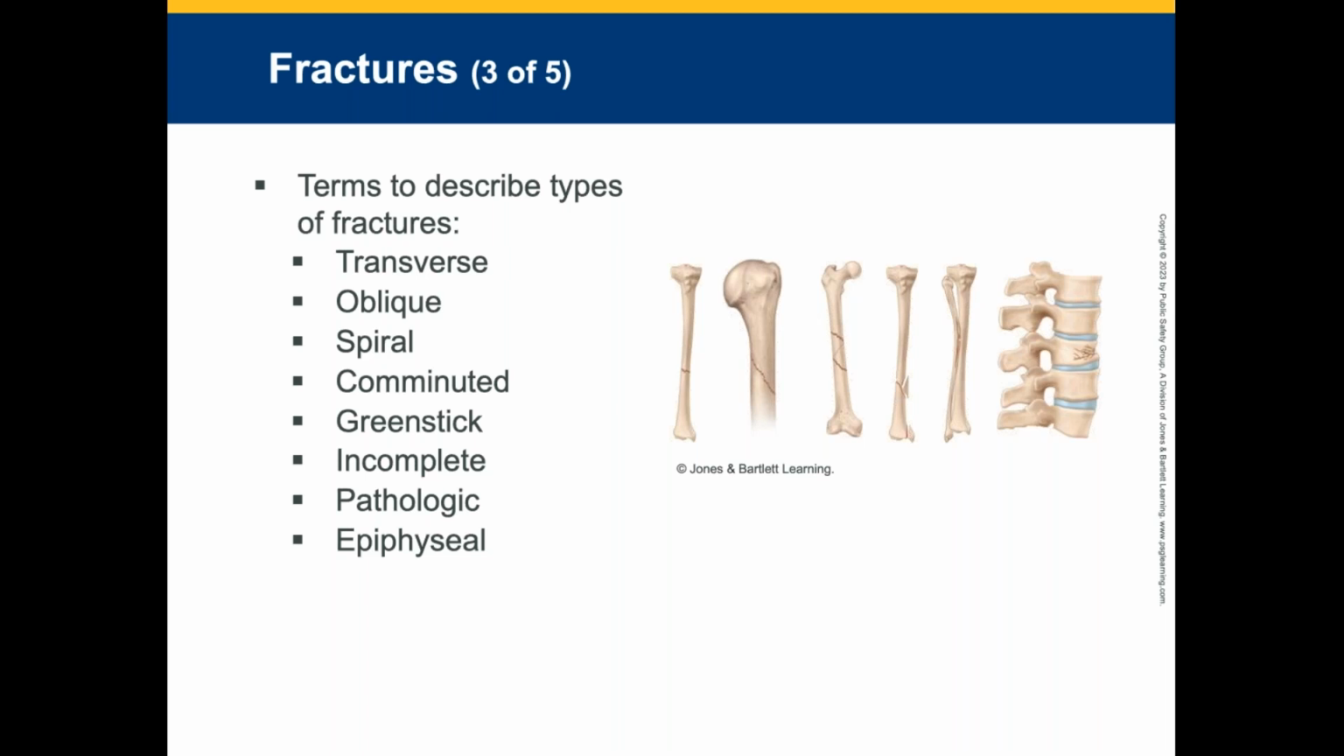So terms to describe the types of fractures. The first one is called a transverse fracture, as you can see here. Then we have an oblique fracture, which is here, goes from this point down. Then we have our spiral fracture, which kind of goes around, circles back through and around again. Right down here we have a comminuted fracture, as you can see, located there. Then we have our greenstick fracture as well.